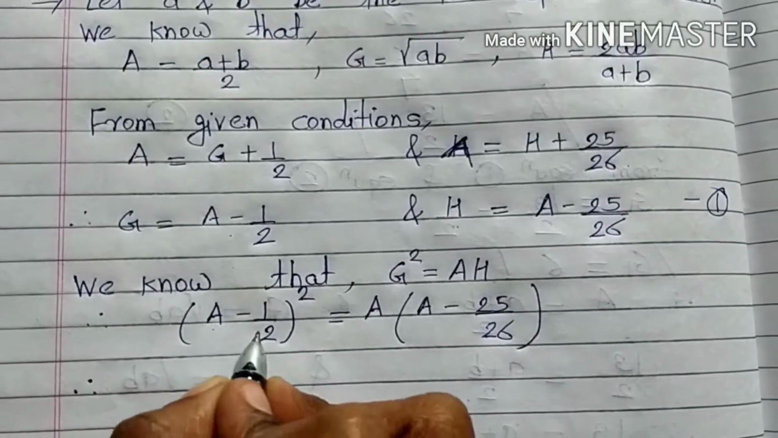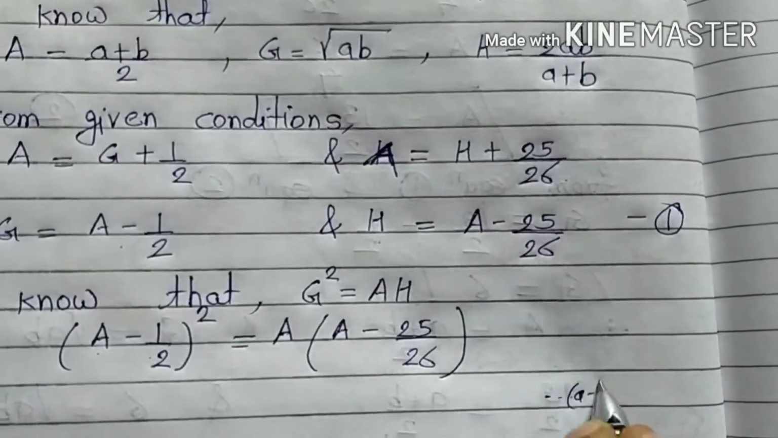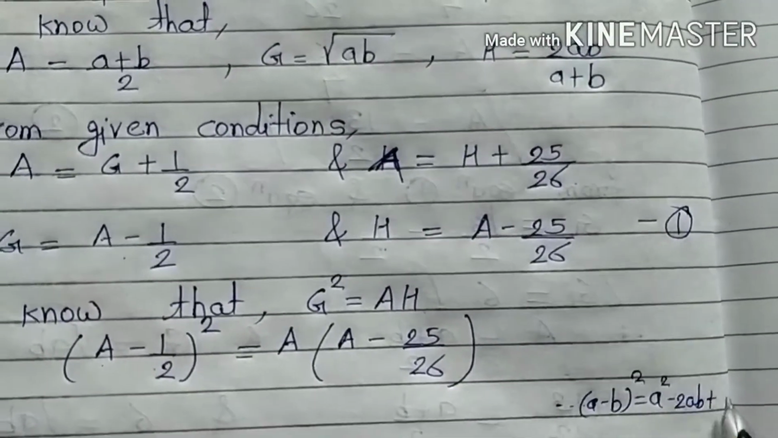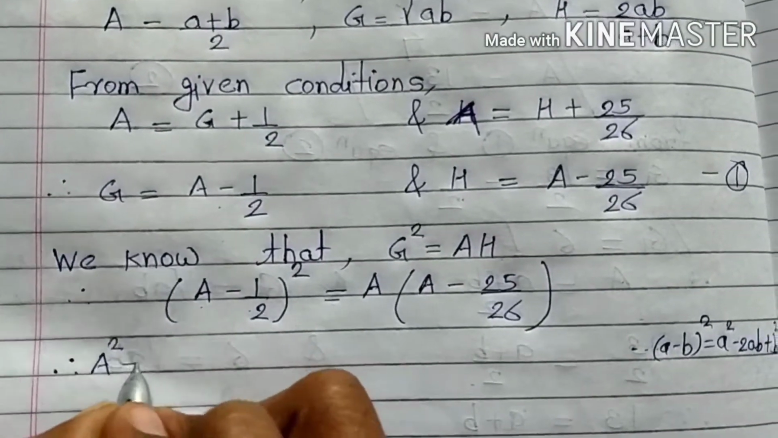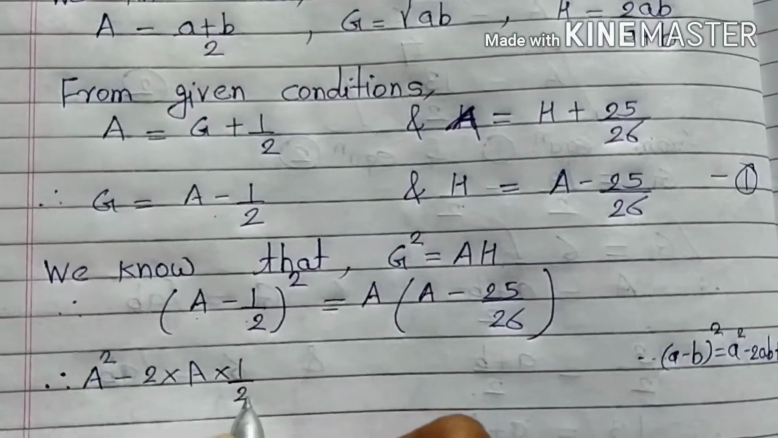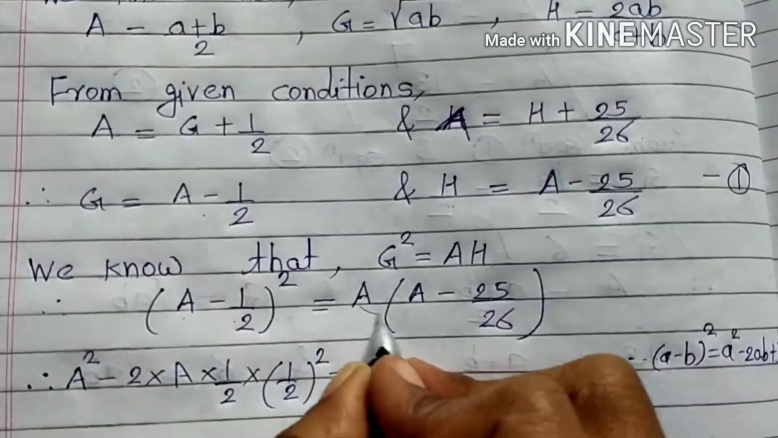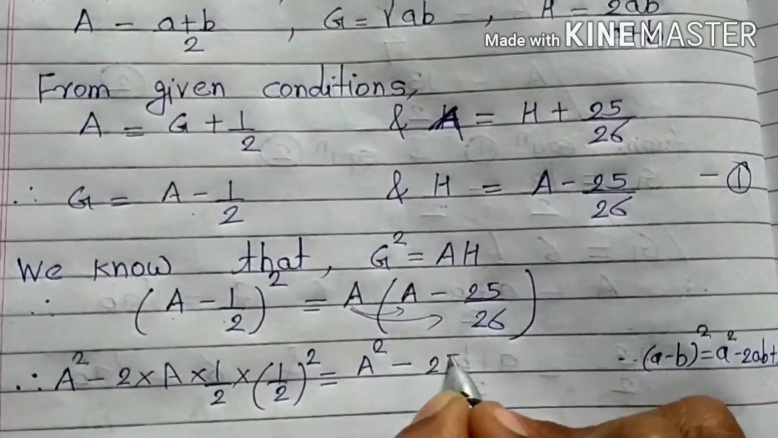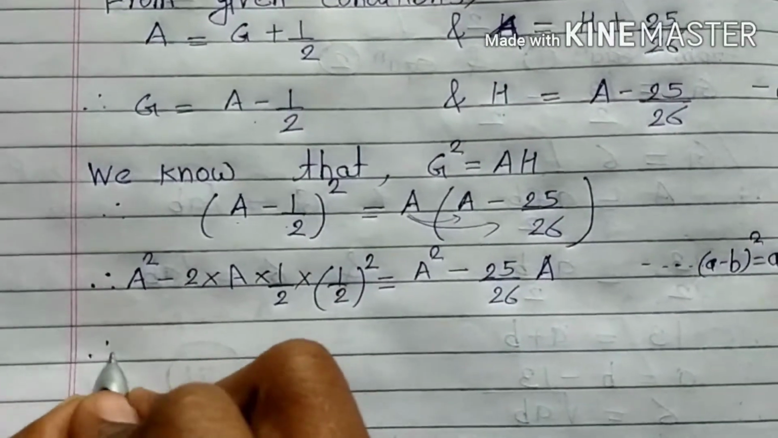Now (a − b)². We know the formula (a − b)² = a² − 2ab + b². Using this formula here, a² − 2 into a into 1/2 plus (1/2)², which is equal to a² minus 25/26 into a.